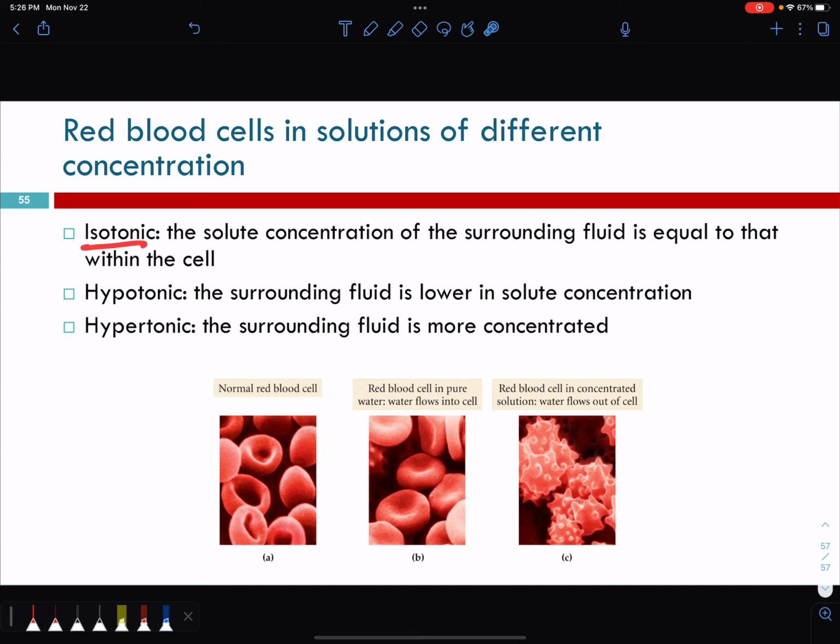So an isotonic solution is where the surrounding fluid is equal to that within the cell. A hypotonic is where the surrounding fluid is lower in solute concentration. So that's B. And a hypertonic is where the surrounding fluid is more concentrated, so the water gets sucked out of the cell.